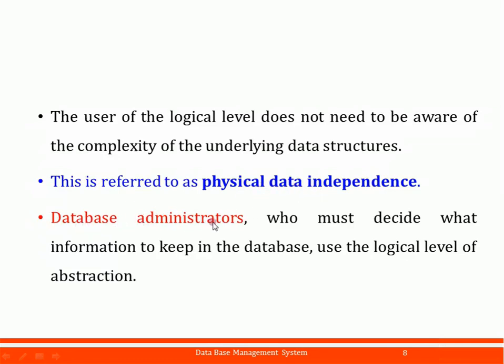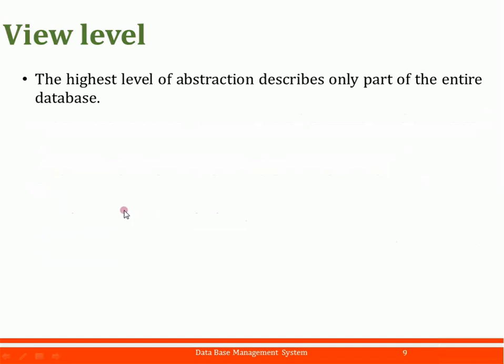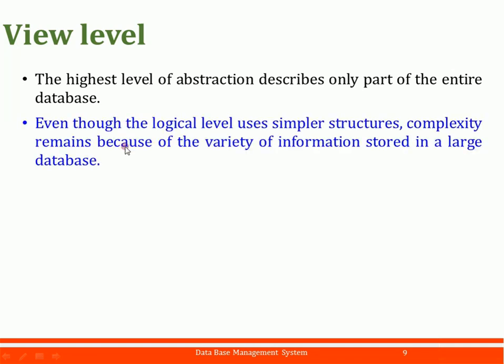Usually, the database administrators must decide what information is to be kept in the database, and hence they are the users of the logical level of abstraction. Physical level, it is up to the designers, and logical level, it is up to the database administrators. The next is the view level, which is the most important level, which describes the performance of the database, and this is the highest level of abstraction, and this describes only a part of the entire database.